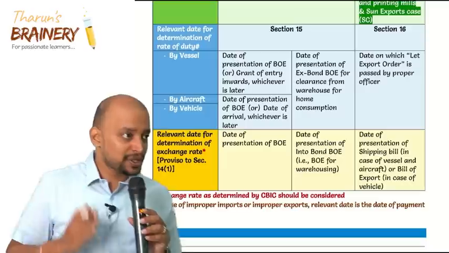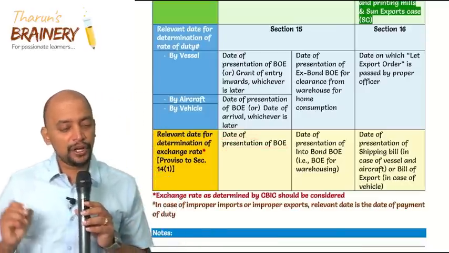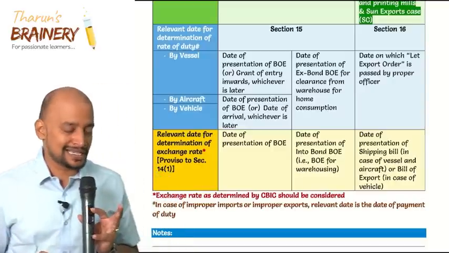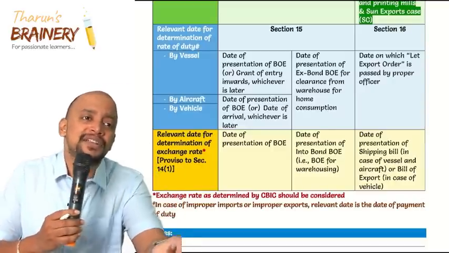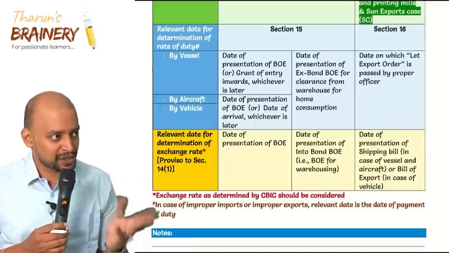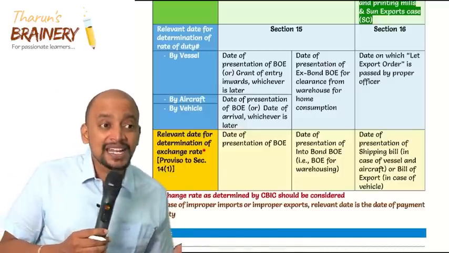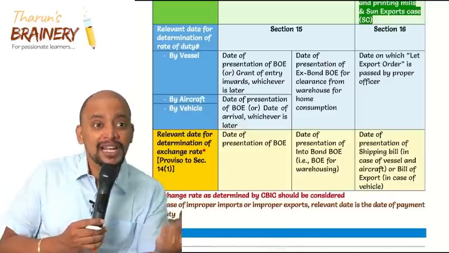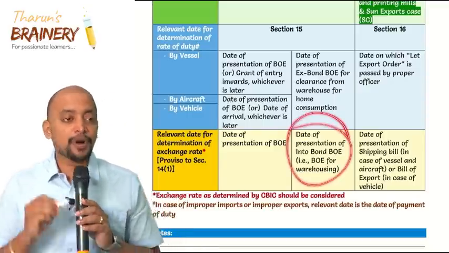Let it be option 1 or option 2, we need to take the date of presentation of bill of entry only as the relevant date for determination of exchange rate. But in case of option 1, only one bill of entry is involved, that is the bill of entry for home consumption. So on that date, whatever exchange rate is there, we will take. But in case of option 2, we have two bills of entry, in-bond bill of entry and ex-bond bill of entry. Which should be taken for exchange rate? In-bond bill of entry.